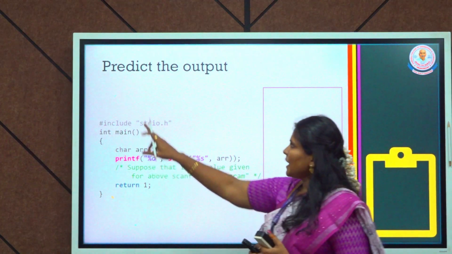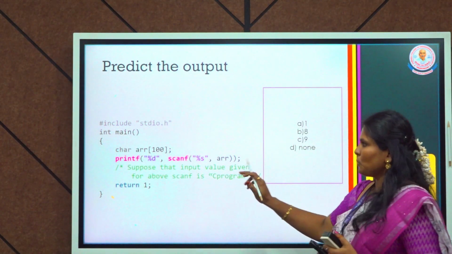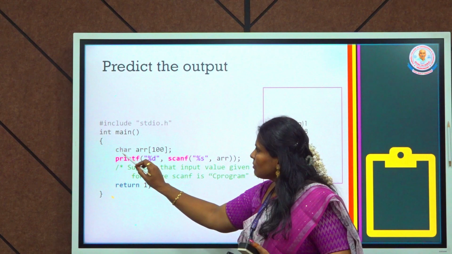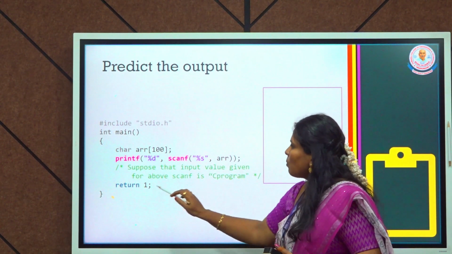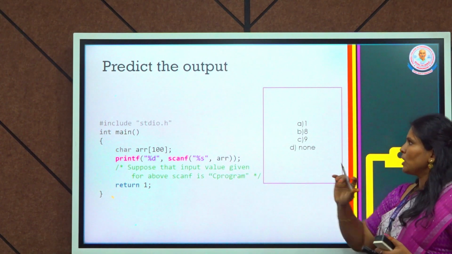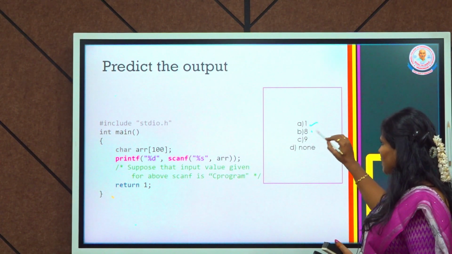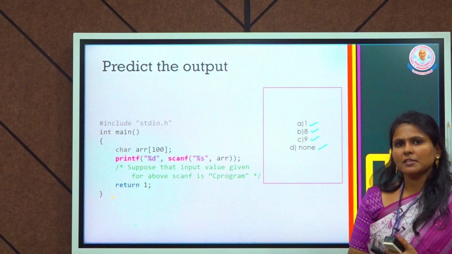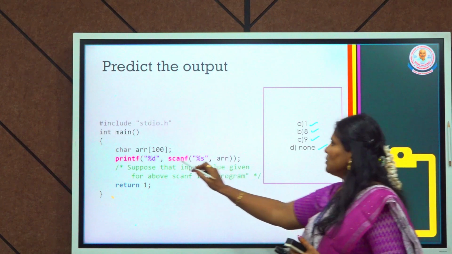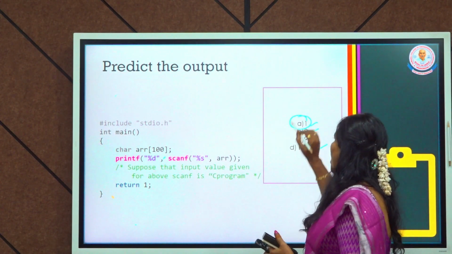First, predict the output for the particular program. Here I have given a character array, and I am just going to print something. So what may be the output of this program? The options are 1, 8, 9 and none. What could be the answer? Any guesses? Actually, the output for this program is option A.